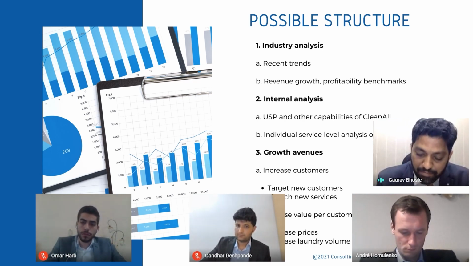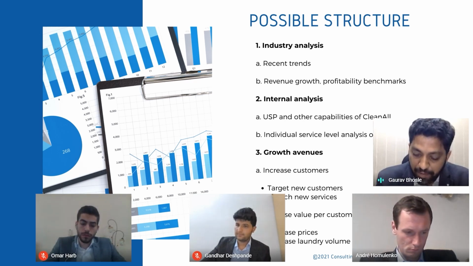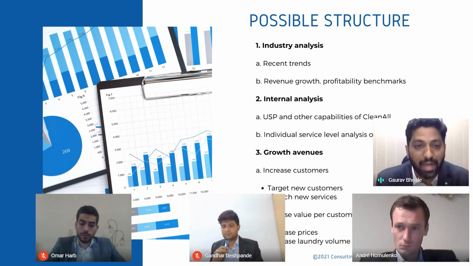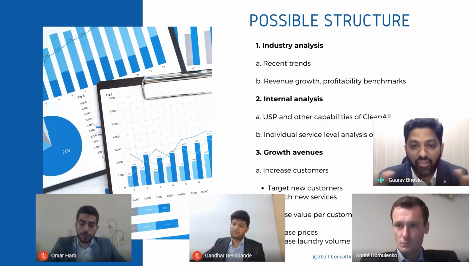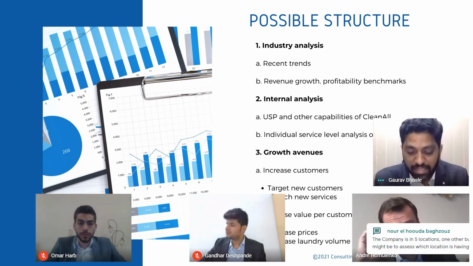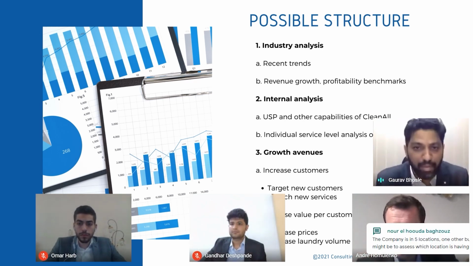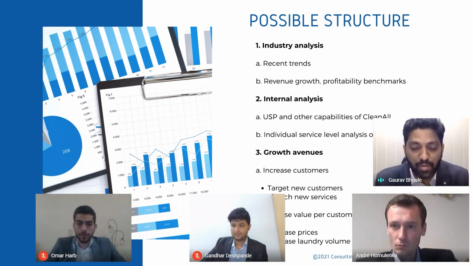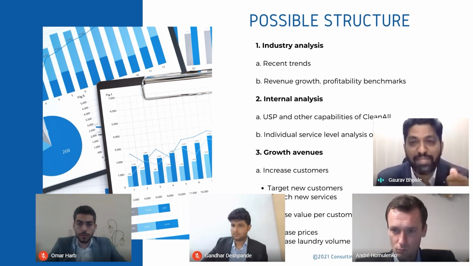Coming back to the structure. Again, starting with Gandhar's structure: core, outside, and capability. Very good. Core and outside is nothing but the Ansoff matrix of increasing customers, either by targeting new or old. It's a different way of saying it, so I agree with it. Capability also, I agree with it. However, one major part that was missing was the external part, which is the industry analysis. Correct. Let me just explain this particular structure, which I think is a very good structure.